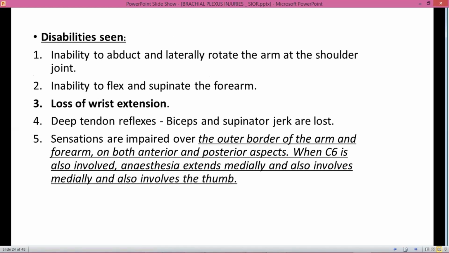Now, what is the expected disability we see in these patients? The main one is inability to abduct and laterally rotate the arm at the shoulder, inability to flex and supinate the forearm, and loss of wrist extension. Deep tendon reflexes of biceps and supinator jerk are lost. Sensations are impaired over the outer border of the arm and forearm on both the anterior and posterior aspect. When C6 is also involved, there is anesthesia which extends medially and also involves the thumb.